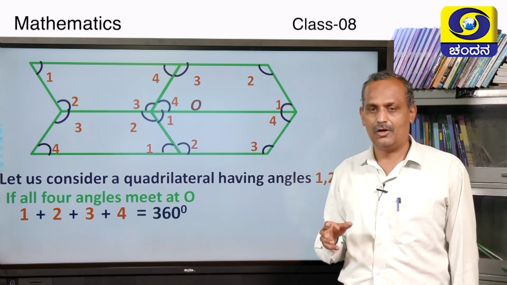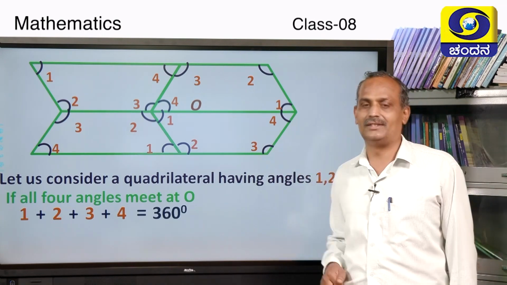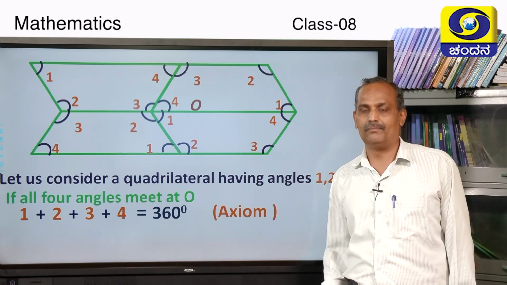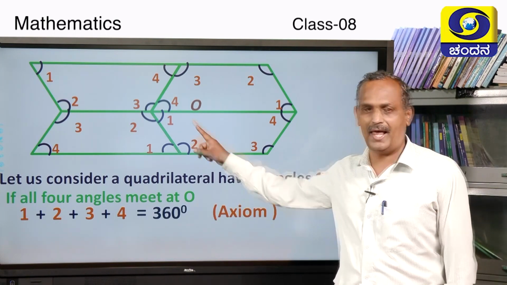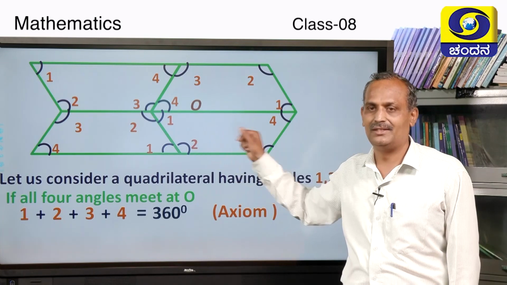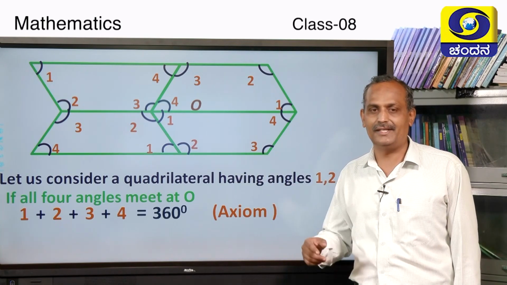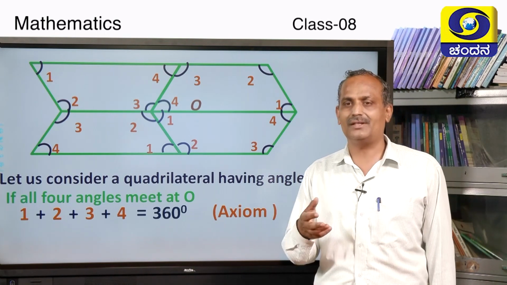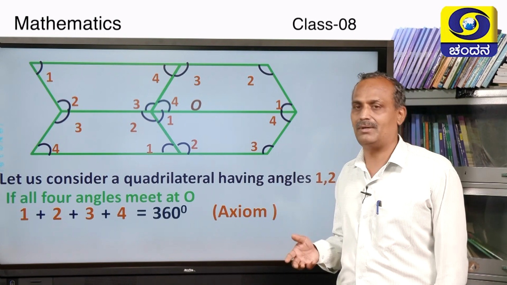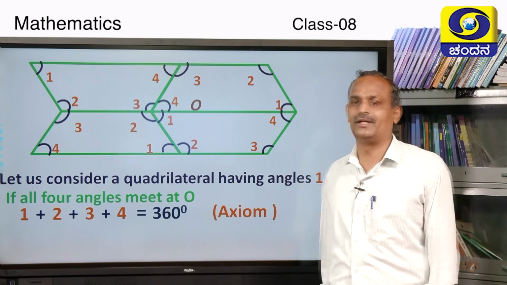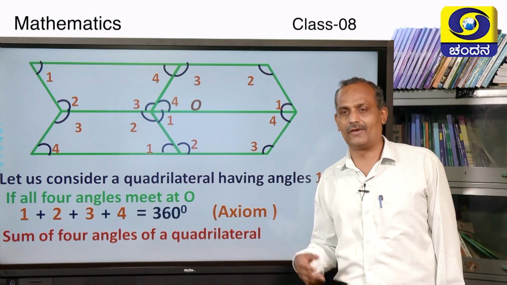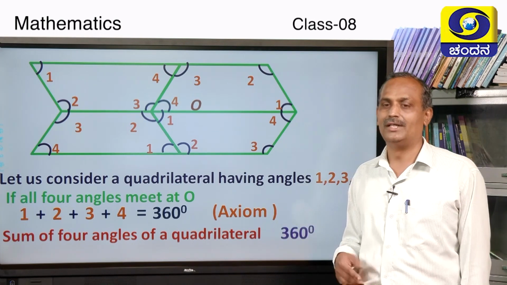Is it right? Are you following, students? Note down the thing, and why is it 360? It is based on an axiom, because the whole angle at O measures 360 degrees. If 1 plus 2 plus 3 plus 4 is 360, what are these? These angles are nothing but the angles of the original quadrilateral. Therefore, the sum of all 4 angles of a quadrilateral is equal to 360.